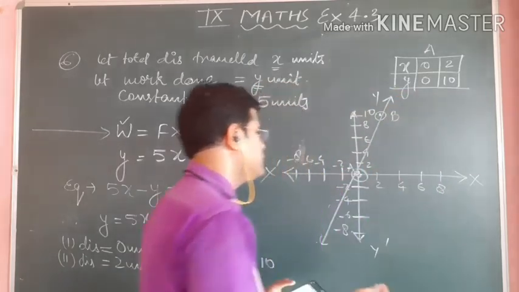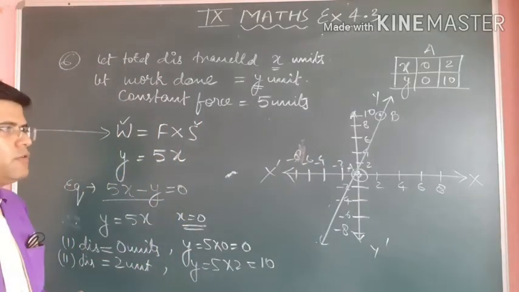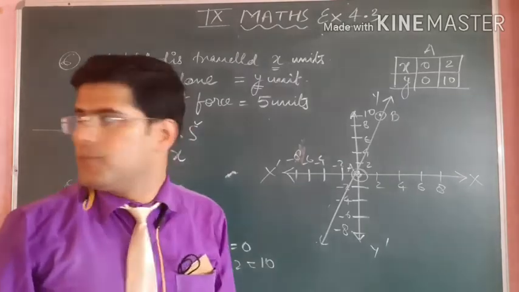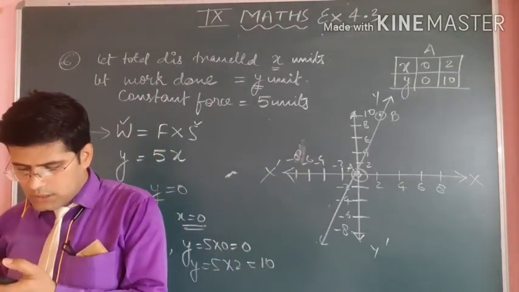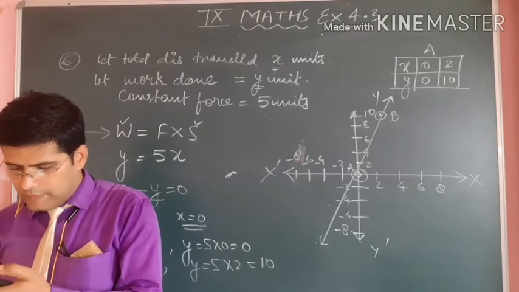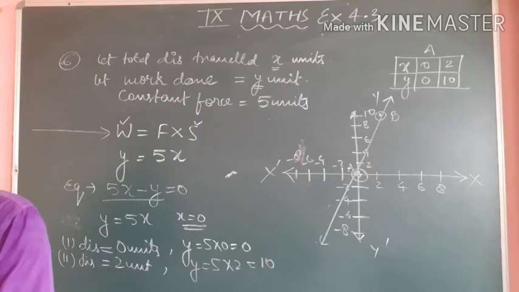Why does this pass through the origin? Because here there is no constant. If a constant were there, it would not pass through 0, 0. So this one is going to pass through 0, 0. Now students, you can do that sum by your own. There is no problem at all. I have done for you the whole method, the whole thing which is required to do this sum.